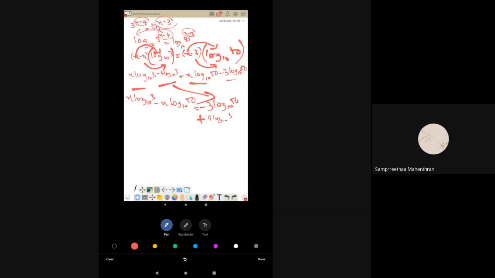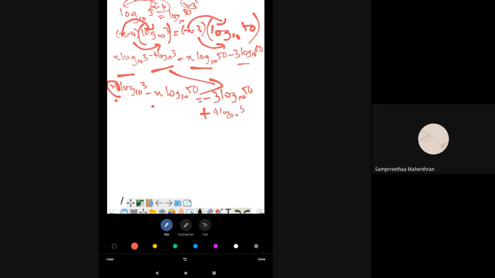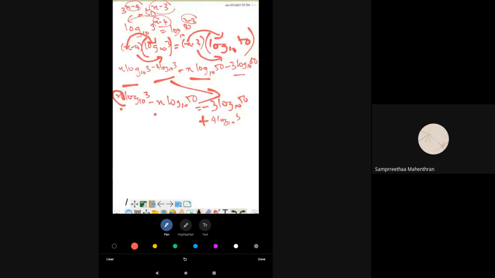Okay, so we have x here, x here. So we can factorize. We take out the x. So when we take out the x, we get x times log 10 3 minus log 10 50. Okay, until here okay. Copy this back.